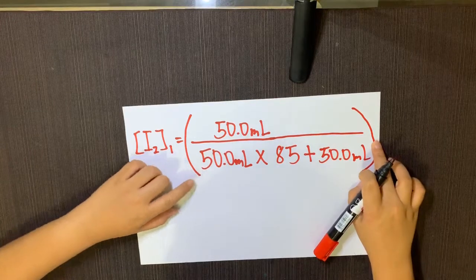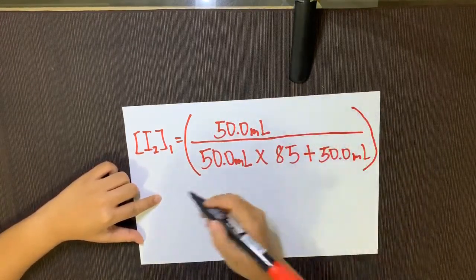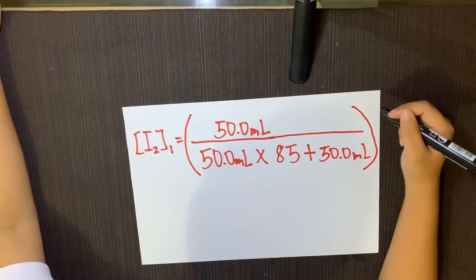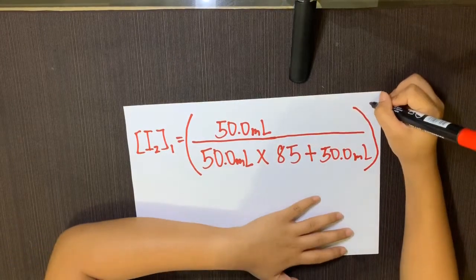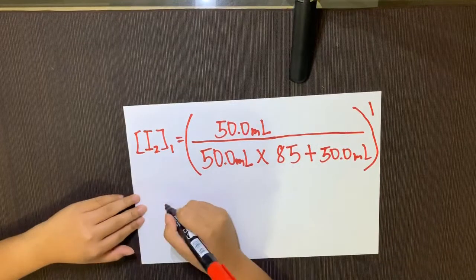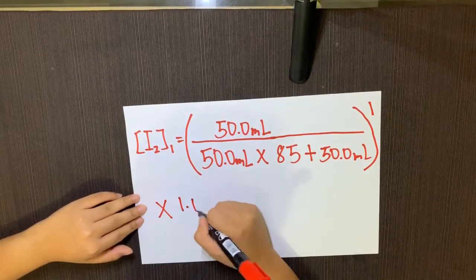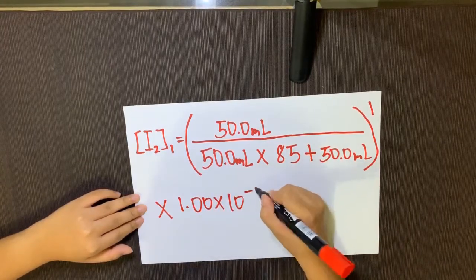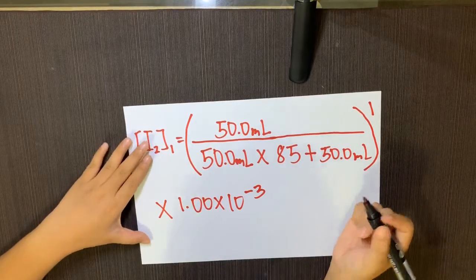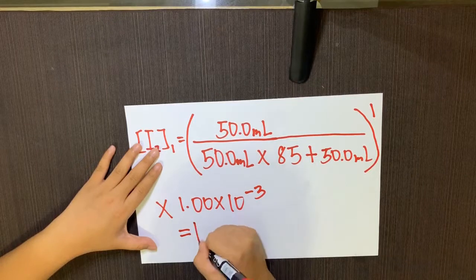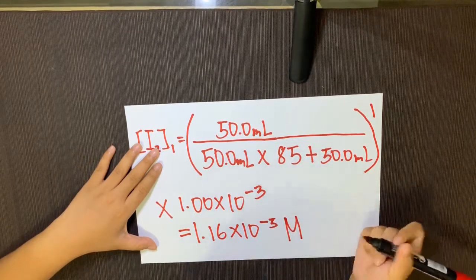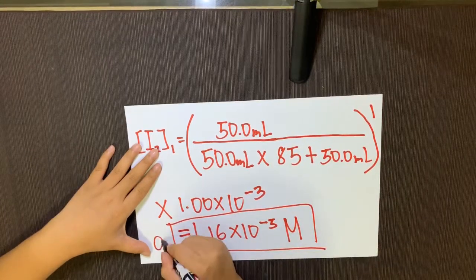Then we're going to write a superscript here, which is 1, and then multiply this whole by 1.00 times 10 to the negative 3. Then you're going to calculate it using a calculator, and we're going to have an answer of 1.16 times 10 to the negative 5 M. So this is the answer for the letter A question.